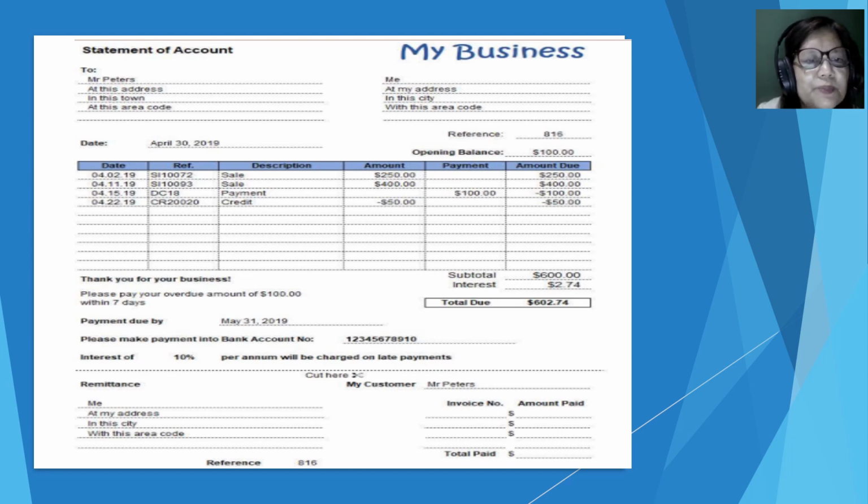What items did you purchase? What are the descriptions? How much? How many? And then what is the total due? And then you are instructed here to pay, or there is an indication that you have to pay on time or otherwise you are going to incur additional expenses in the form of penalty. Okay?